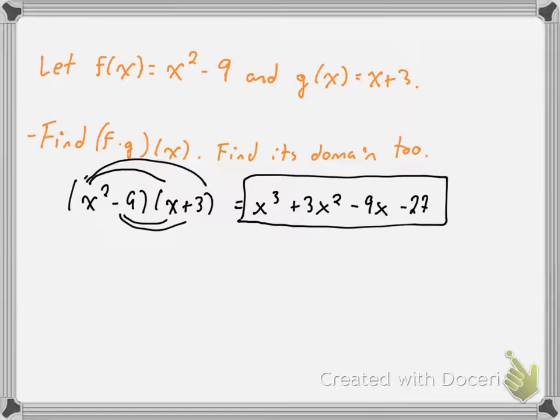Nothing combines here, so I'm all good. From here, I don't want to overthink it at this point. I don't see any radicals, and I'm not dealing with any fractions or a denominator. So there's no x value that, I guess, quote unquote, won't work here. So my domain in a problem like this is just going to be all real numbers.